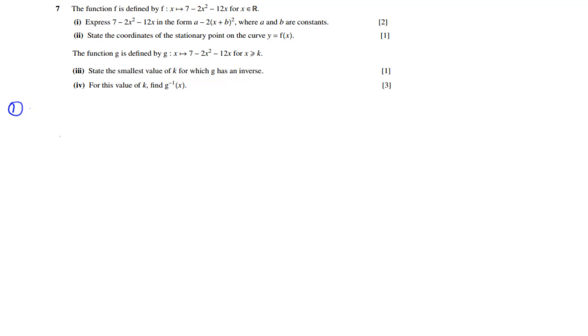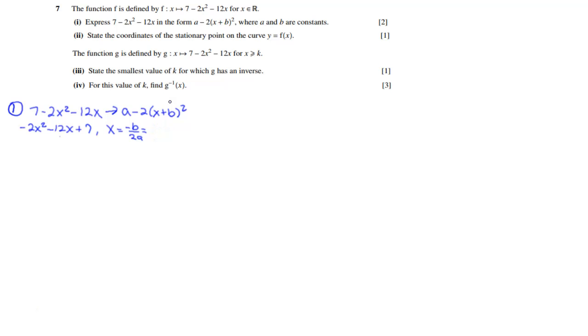Okay, so the function is defined by f of x is equal to 7 minus 2x squared minus 12x. Let's go ahead and see what they want us to do. They want us to basically put this in vertex form. So let's straighten this out and put it in descending order: negative 2x squared minus 12x plus 7.